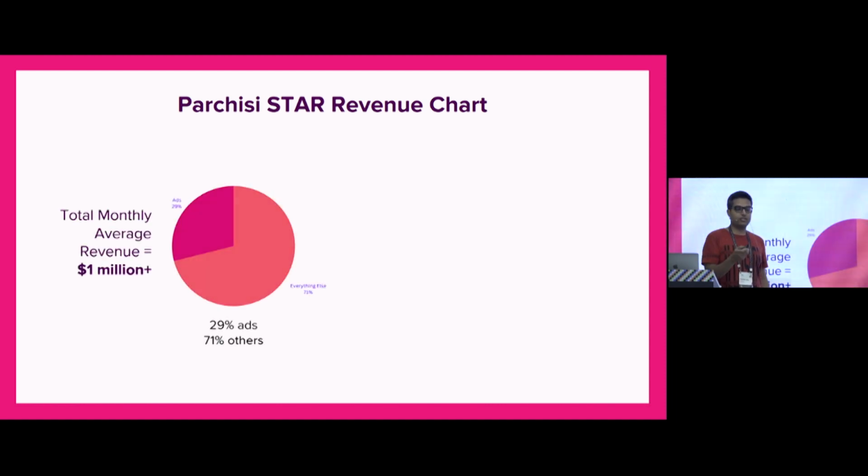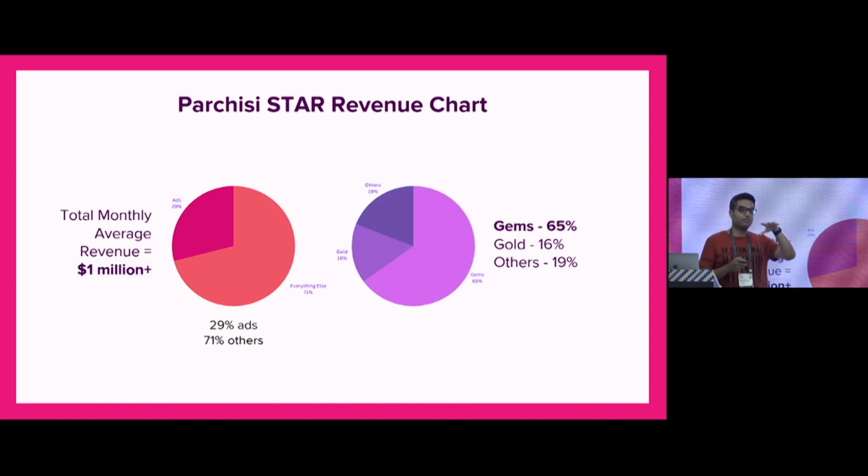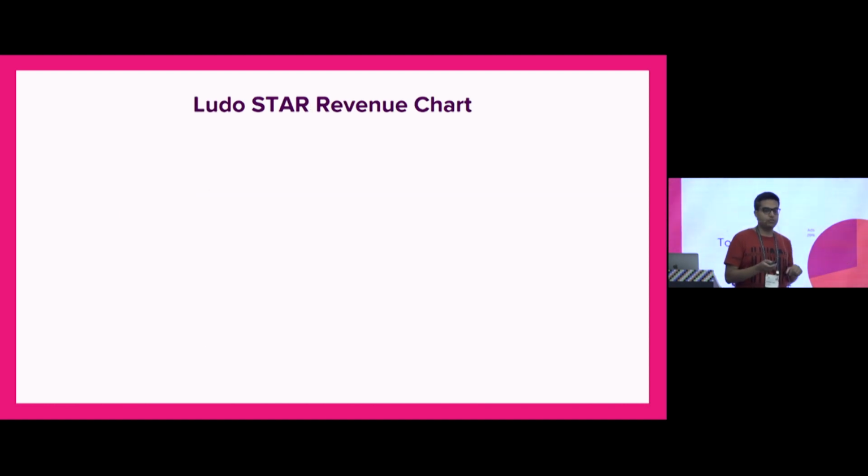How that looks like, we make around $1 million monthly, and only 29% of that is through ads, 71% through IAP, basically any other revenue. And of the 71% in others, 65% goes into gems, 16% in gold, and 19% in several others, there might be like 10 other features where they could spend. So again, you see gems is the driving force of the revenue in our game.